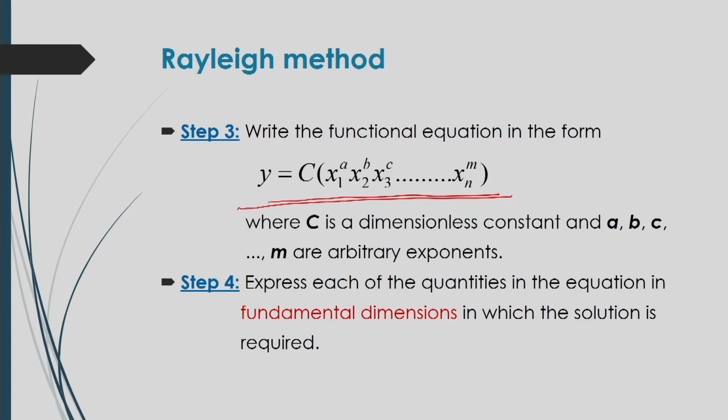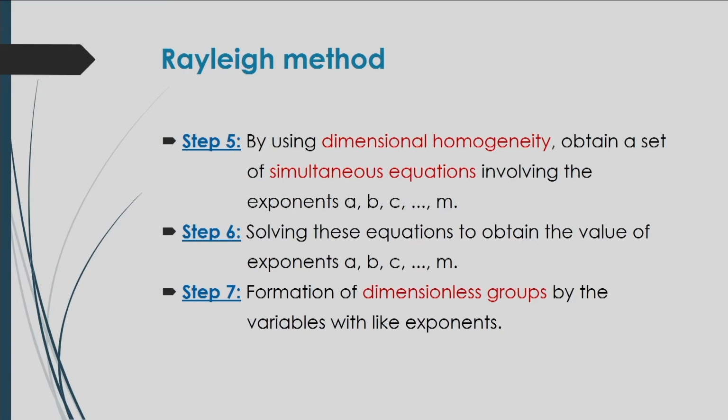And then after that, express each of the quantities in the equation in the fundamental dimensions in which the solution is required. Now, by using dimensional homogeneity, obtain a set of simultaneous equations involving the exponents a, b, c and m. After that, you have to solve these equations to obtain the values of the exponents a, b, c and m. Then form the dimensionless groups by the variables with like exponents.